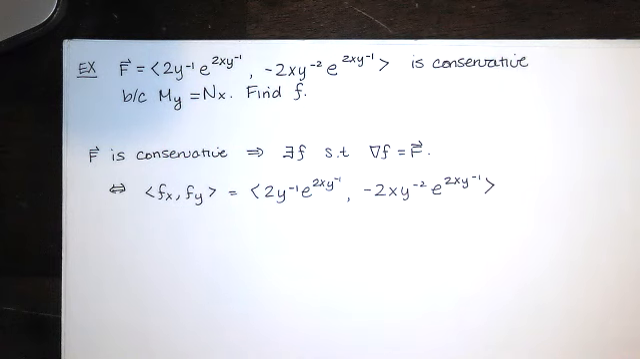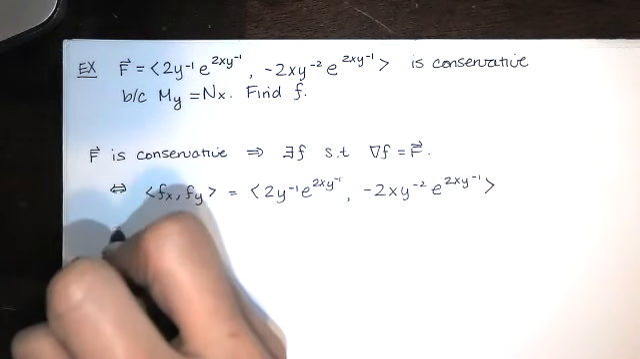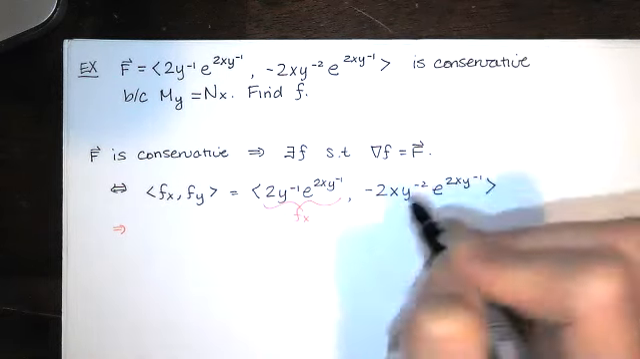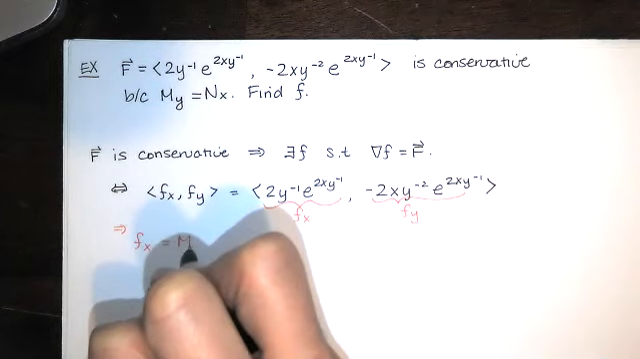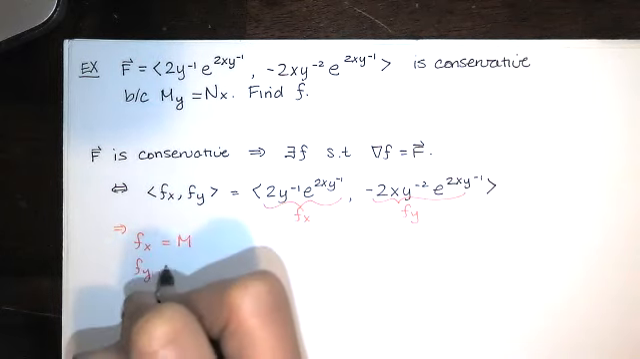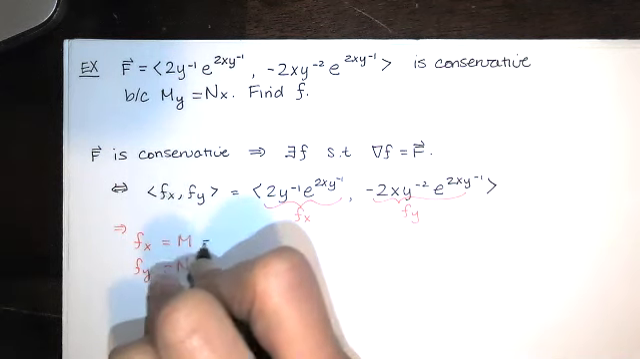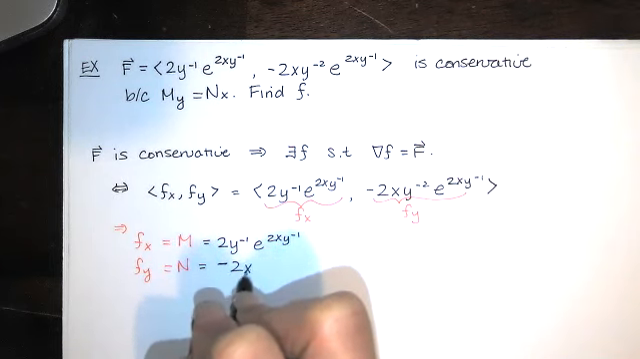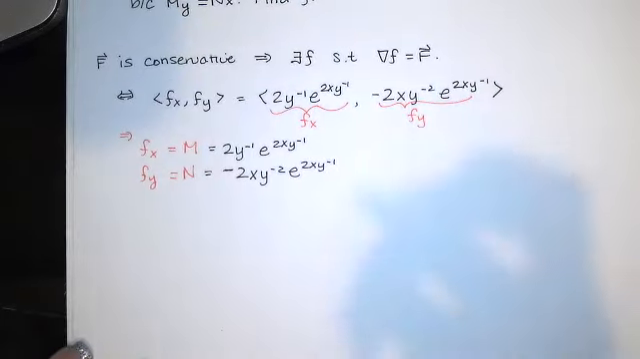Well, these two vectors are only equal if their components are equal. So we know that capital F is conservative, so that means this must be the partial of f with respect to x. That the x components must be equal. And this must be the partial of f with respect to y. So the partial of f with respect to x is equal to M, and the partial of f with respect to y is equal to N. That's in general. In this specific example, we'll have 2 times y to the negative 1 times the exponential, and then negative 2x y to the negative 2 times the same exponential.